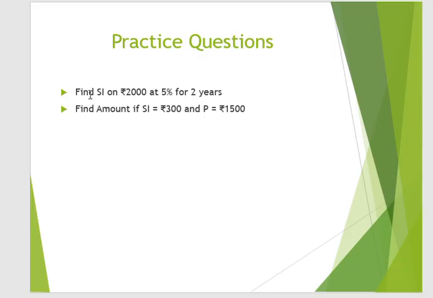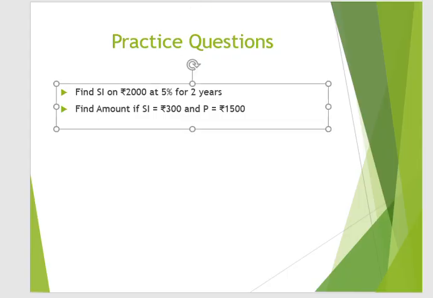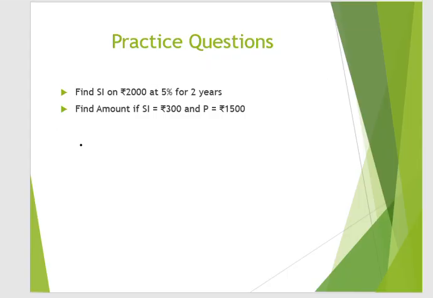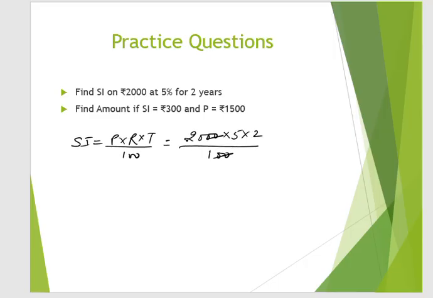Let's take the practical questions. Find SI on 2000 at 5% for 2 years. Okay, let me calculate for you. We know the formula SI equals P into R into T upon 100. Here principal is 2000, rate is 5 and time is 2 years, so upon 100. Two zeros with two zeros, that leaves 20, and 5 into 2 is 10. 10 into 20 will be 200. So this is 200 rupees.